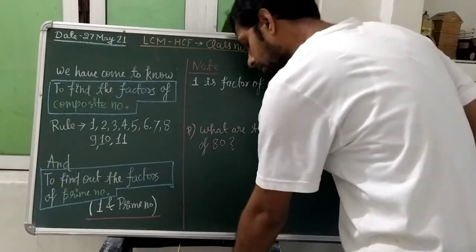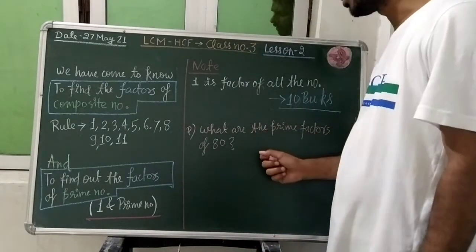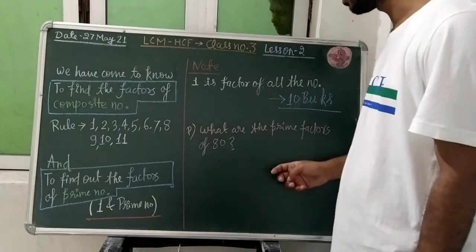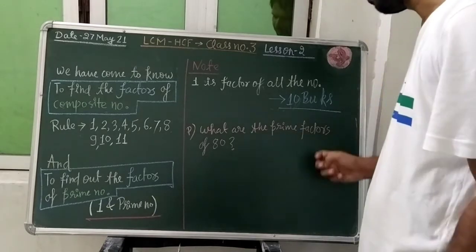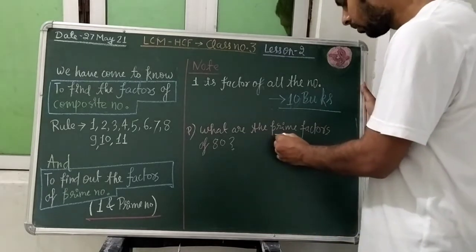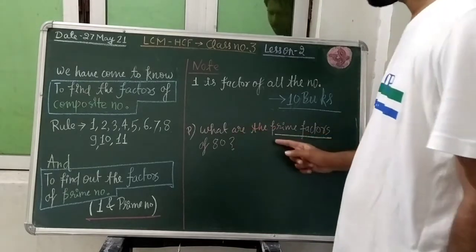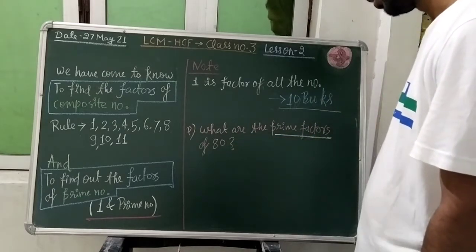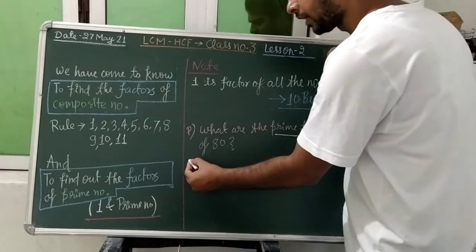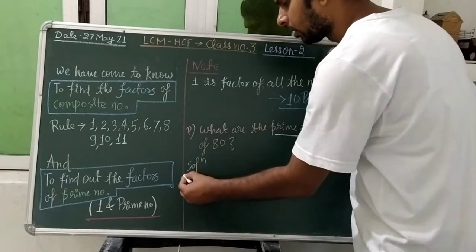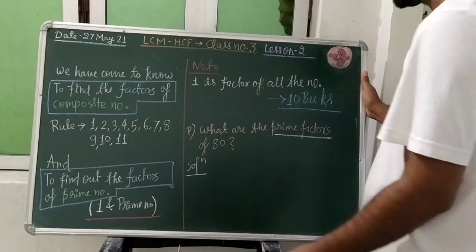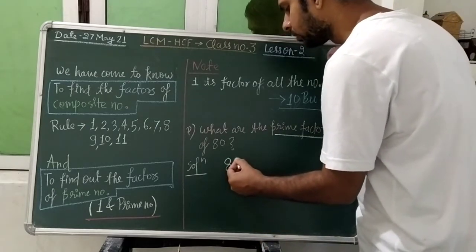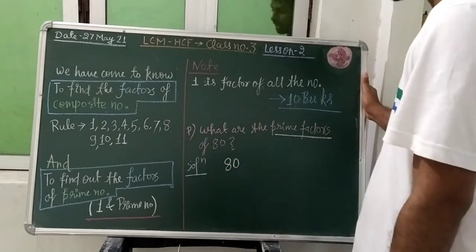So look students, here we are considering an example and the example is asking what are the prime factors of 80. So the problem is saying to find out the prime factors of 80. So students, for 80 we want to find out the prime factors.